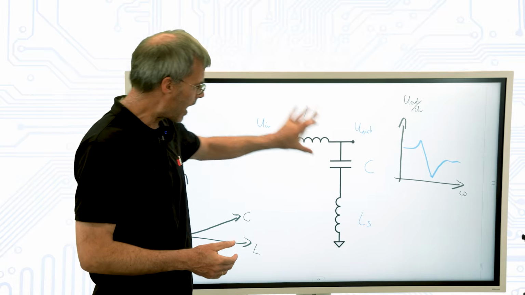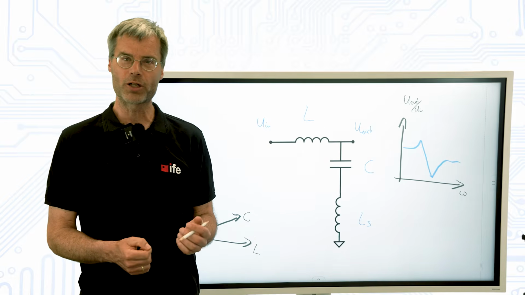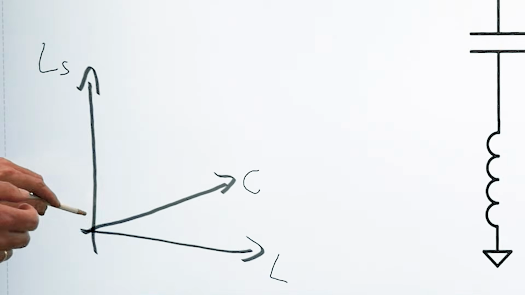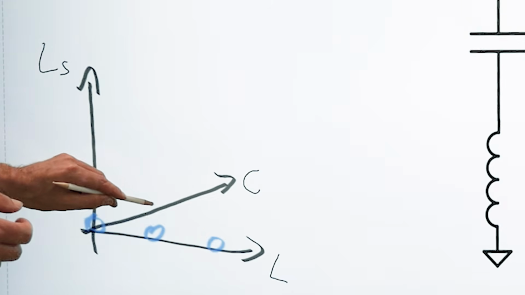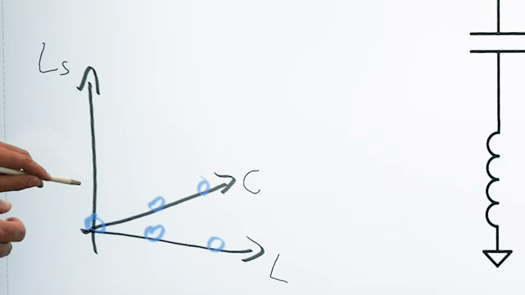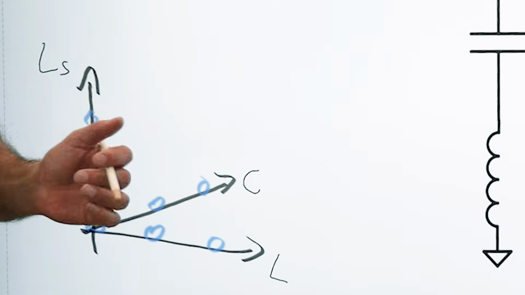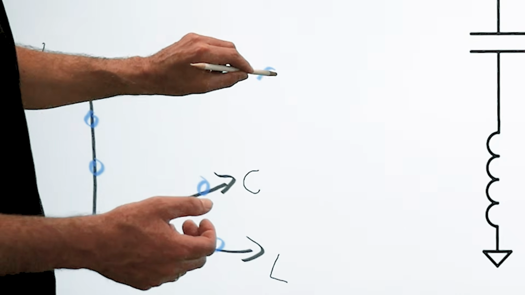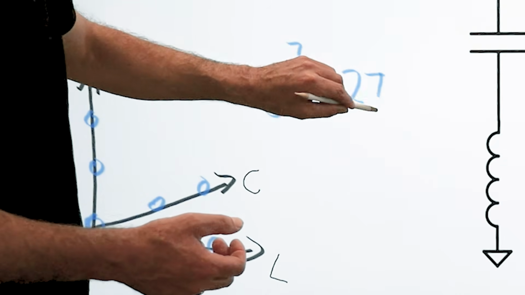Now, if we want to vary all these parameters independently from each other, then we have three-dimensional problems. So how many samples do we need to describe this filter? We have 3 samples for L, then we have 3 independent samples for C, and we have another 3 samples for Ls. And if we want to vary all of them systematically, then we end up with a number of 3 to the power of 3 equal to 27 samples.